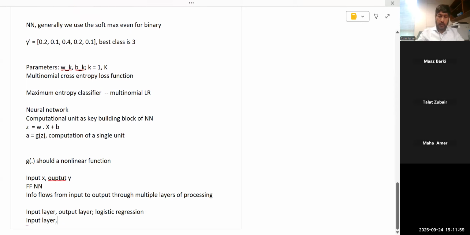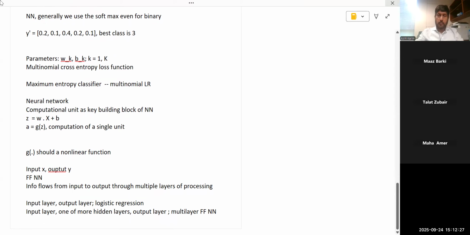otherwise input layer आपके पास है, then one or more hidden layers इनको कहते हैं हम, and then output layer. ठीक है, so this is our multi-layer feed-forward neural network. ठीक है, so while referring to the size of a neural network, we do not count the input layer, because input layer में कोई प्रोसेसिंग नहीं हो रही, just input x, कोई प्रोसेसिंग नहीं होती.